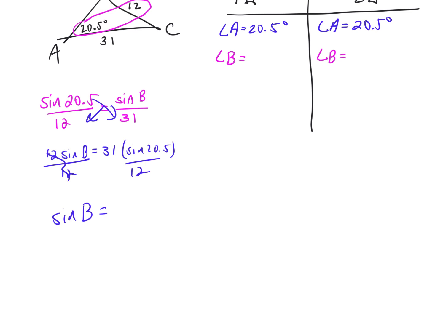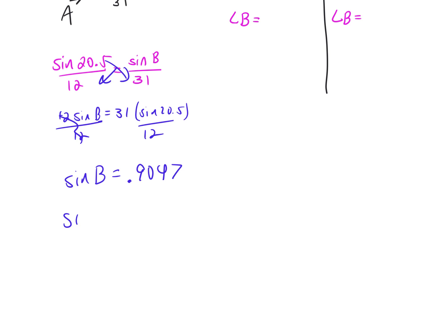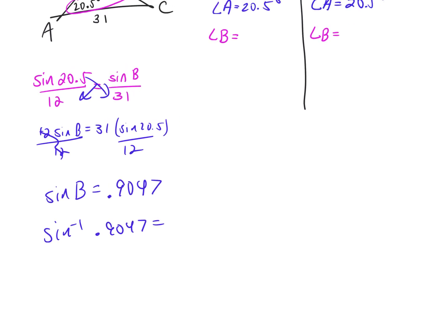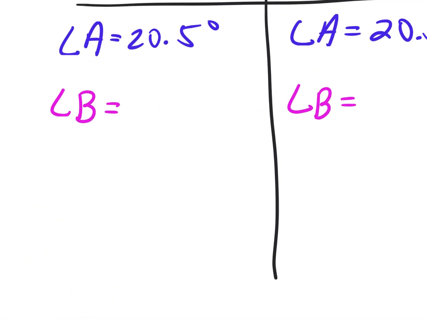What decimal did you get? Give me 4 decimal places. 0.9047, is it? Okay. Obviously, guys, that's not our angle measure. So go ahead and hit second sine, and then put in that 0.9047. And what do you get for angle B? 64.7. Okay. So I found out that angle B was 64.7 degrees.